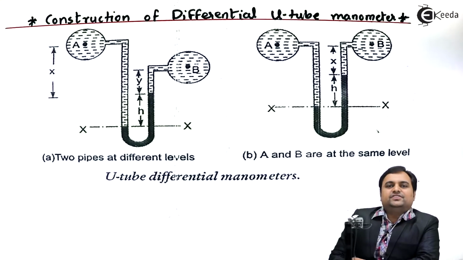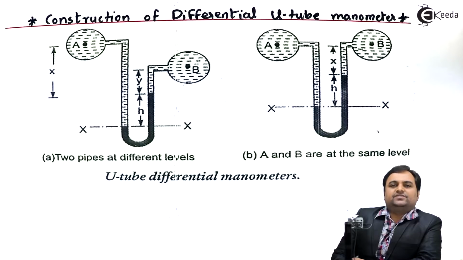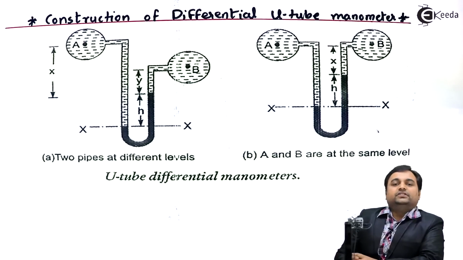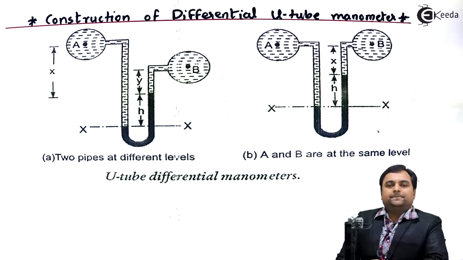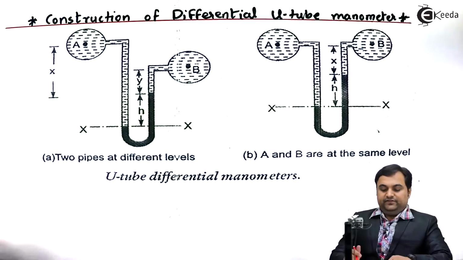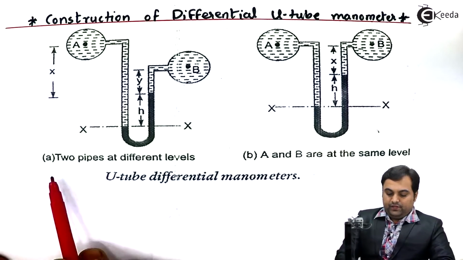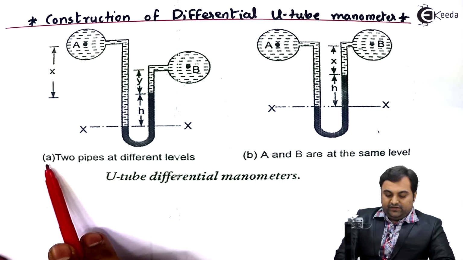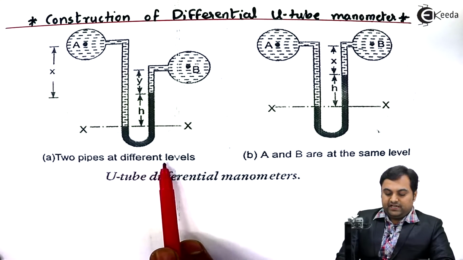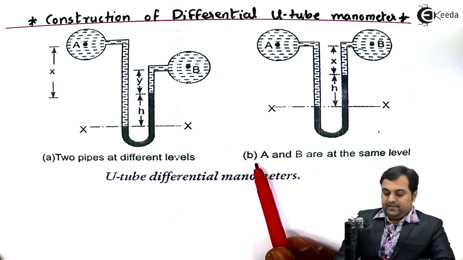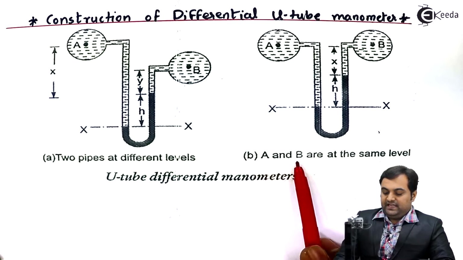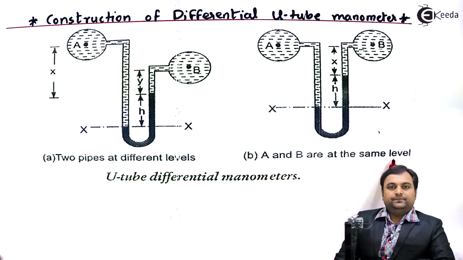Friends, in this video we will see the construction and description of the differential U-tube manometer. For that we have a diagram here. As we can see, in figure A the two pipes are at different levels. In figure B, pipes A and B are at the same level.